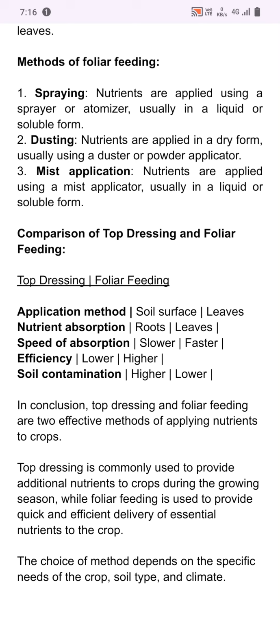In conclusion, top dressing and foliar feeding are two effective methods of applying nutrients to crops. Top dressing is commonly used to provide additional nutrients to the crops during the growing season, while foliar feeding is used to provide quick and efficient delivery of essential nutrients to the crop. The choice of the method depends upon the specific needs of the crop, climate, and soil type.